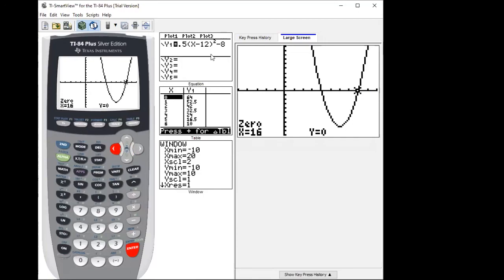So this is how you do the zeros on the calculator. Does it get more complicated? Not really. It's just that you might have more. I might have an x to the 3rd graph that crosses 3 times. I might have an x to the 4th graph that crosses 4 times. So you'll just have to do this as many times as you need to.